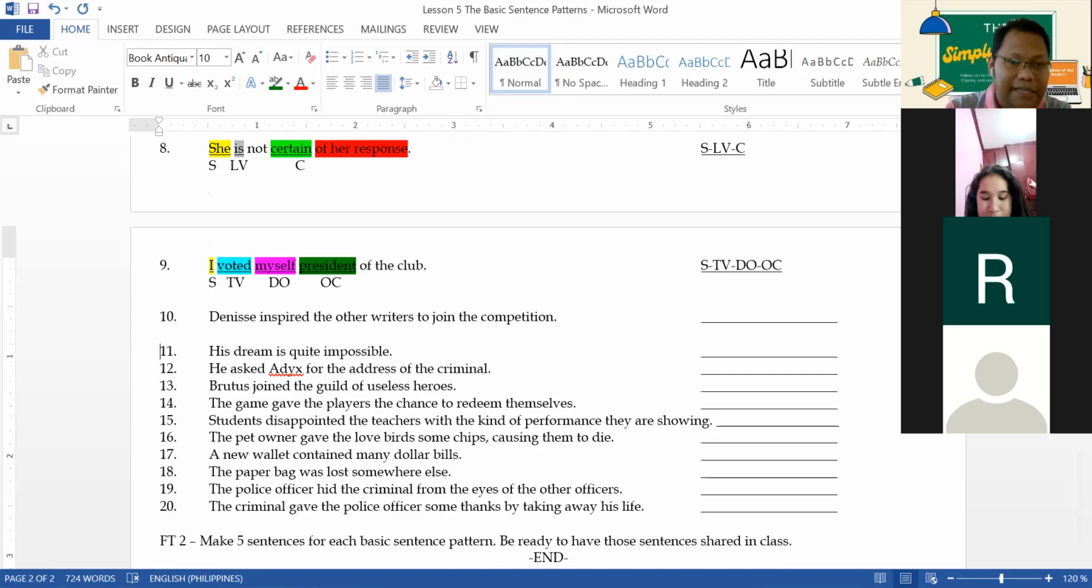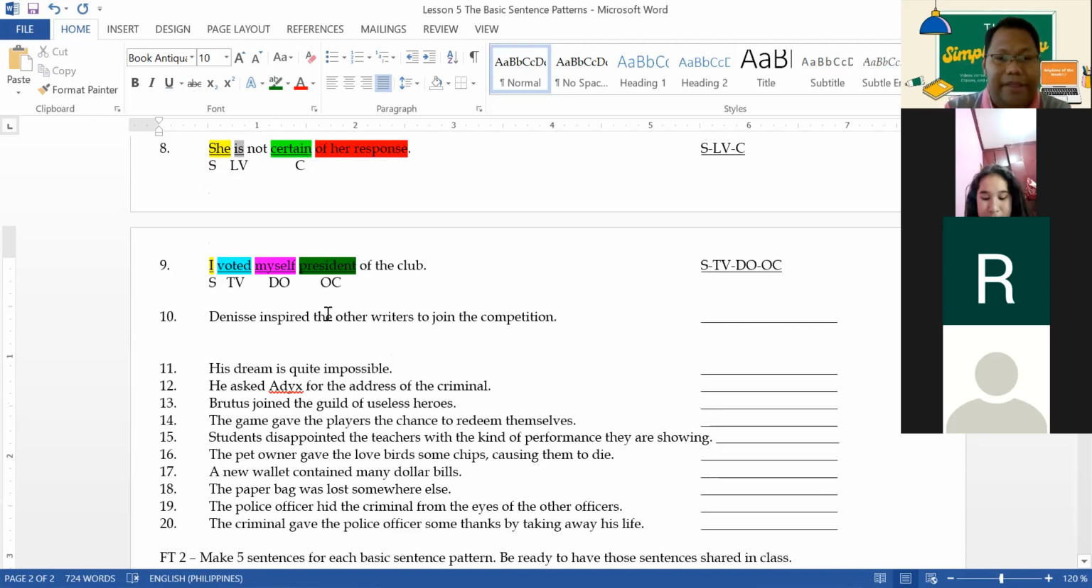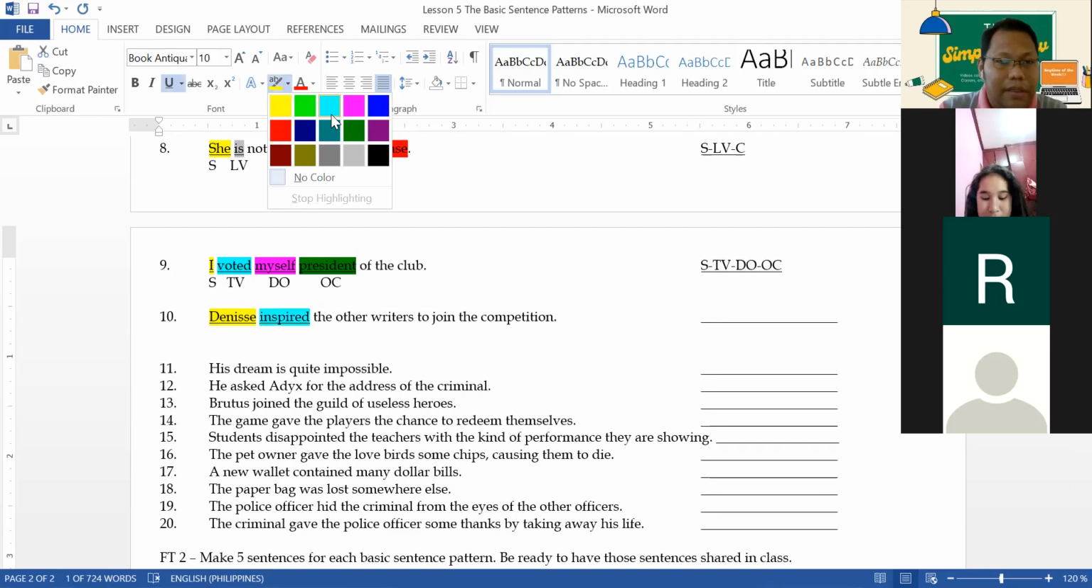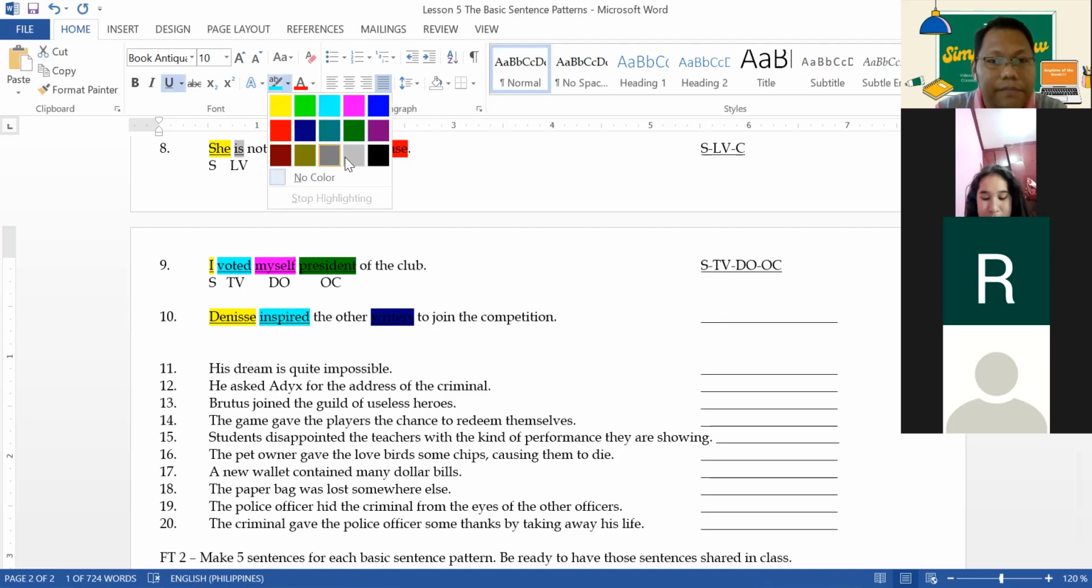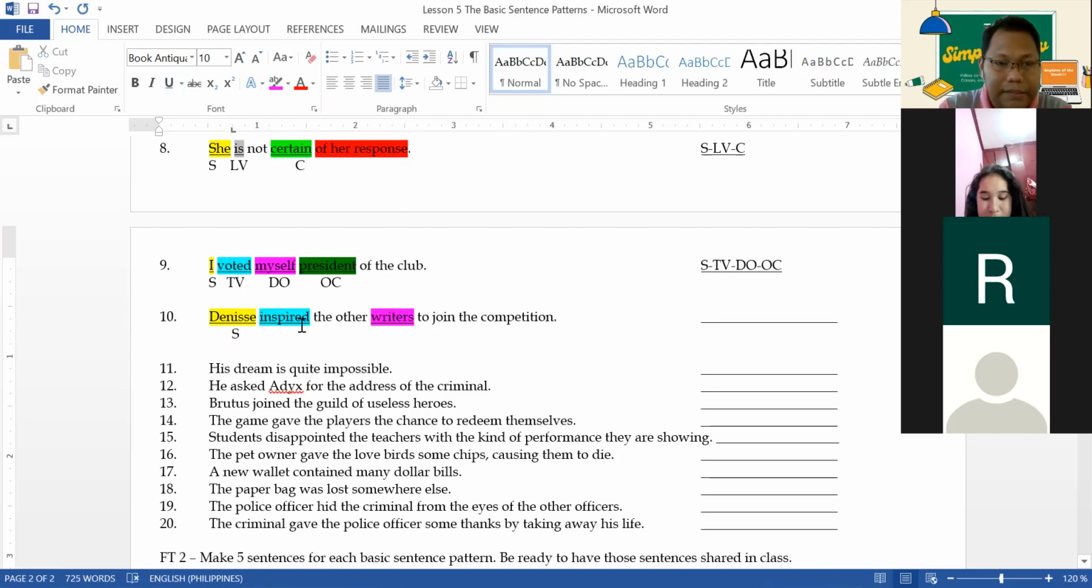Number 10, Denise inspired the other writers to join the competition. Subject is Denise, and so we color that with yellow. Verb is inspired. We color that with blue. Inspired whom? Writers. We call that your direct object. Sentence pattern S, T, V, D, O.